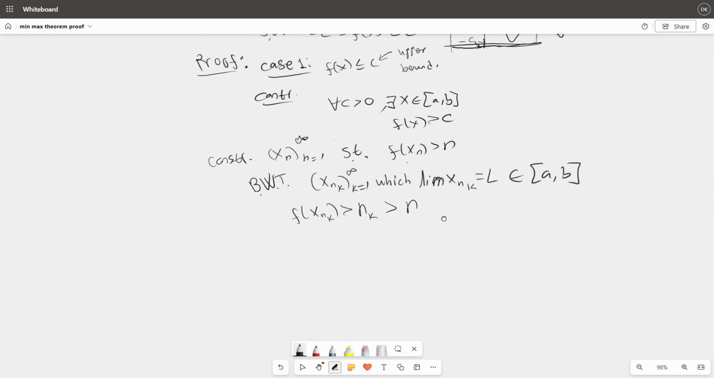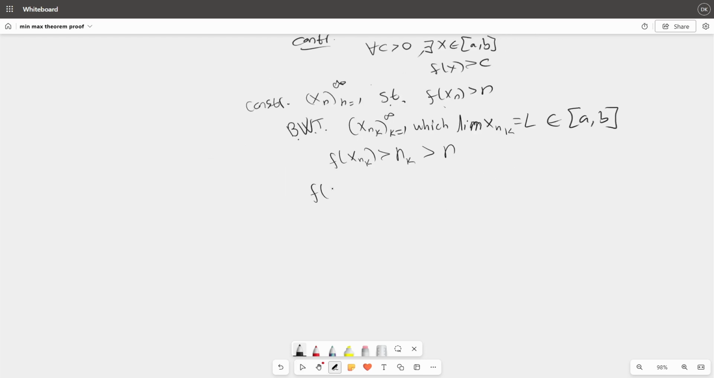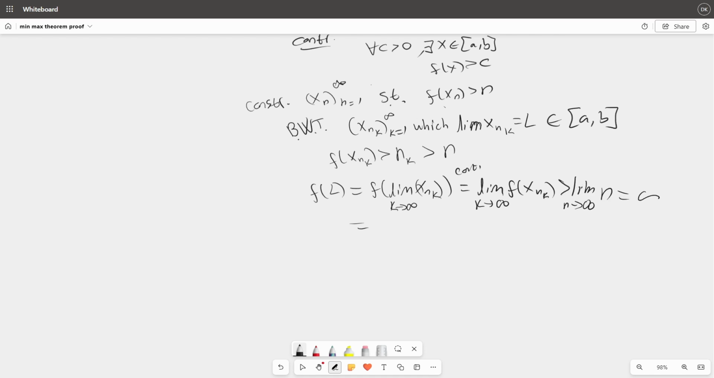Now we write that f(L), where L is the limit of the subsequence, is equal to f of the limit of the subsequence, which is equal to the limit of f(x_{n_k}) by continuity. We know this goes to infinity, which is a contradiction, because f(L) has to be a finite value. Thus f is not continuous, but f is continuous, which leads to a contradiction.